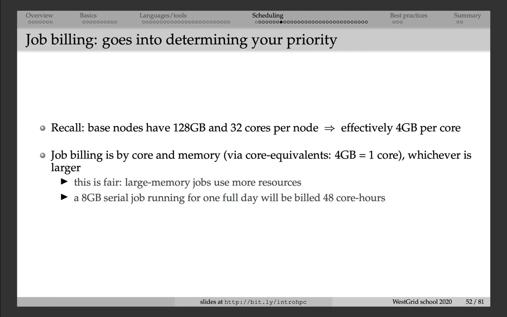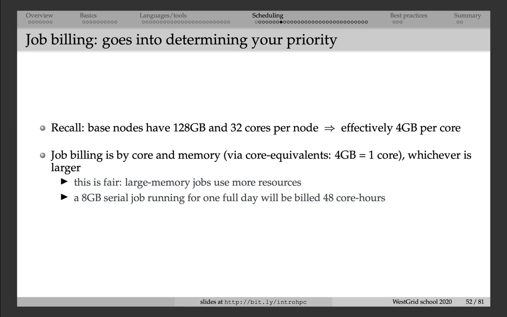Our real clusters are much more complex than the picture I just showed. In reality, we have a lot more resources. For example, people have to ask not just for CPUs, but also for memory, GPUs, etc. And if you are running a code that uses a lot of memory, then your impact on the cluster will be higher. Remember, the base nodes on Cedar have 128 gigabytes of memory and 32 cores per node. Effectively, that means 4 gigabytes per core.